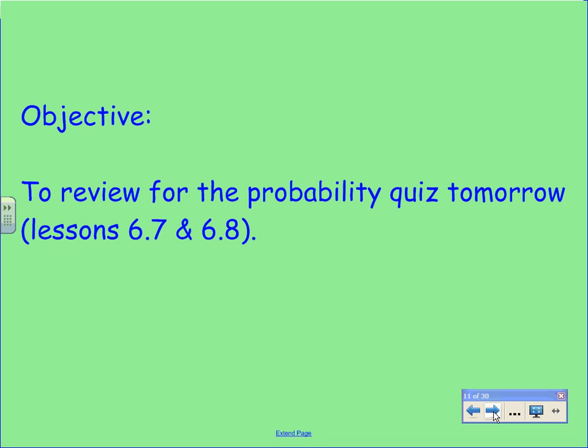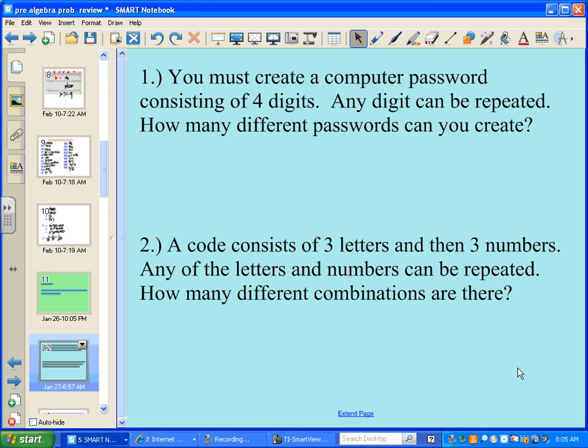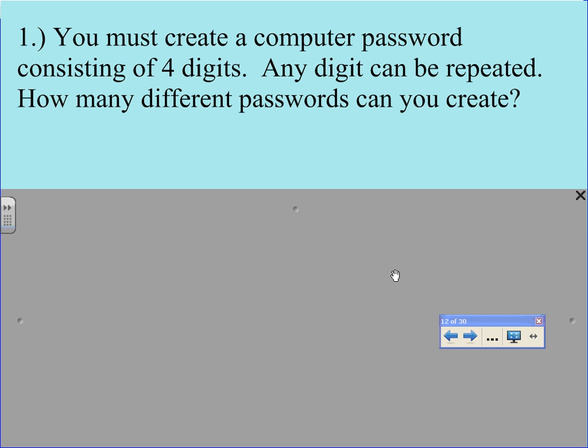Okay, first problem. You must create a computer password for North Hills consisting of 4 digits. Any digit can be repeated. How many different passwords can you create?